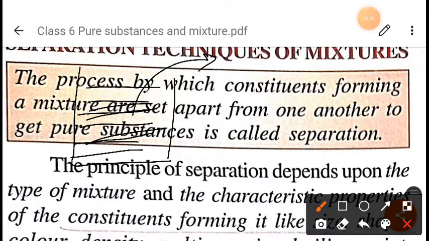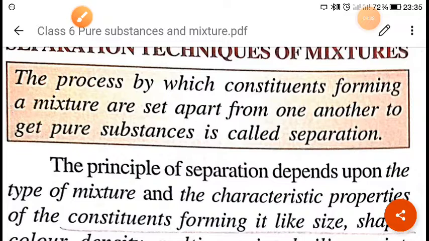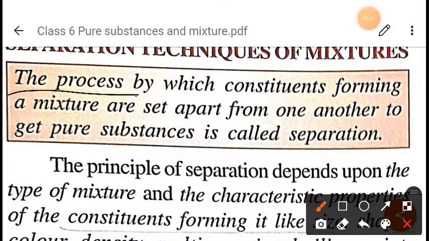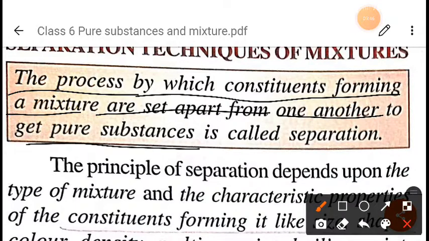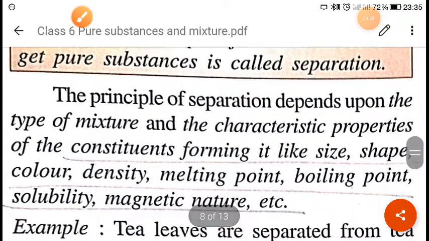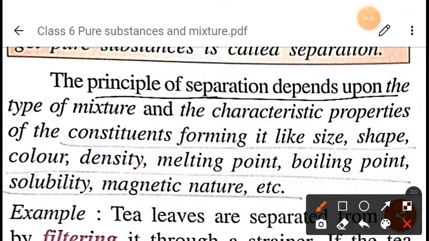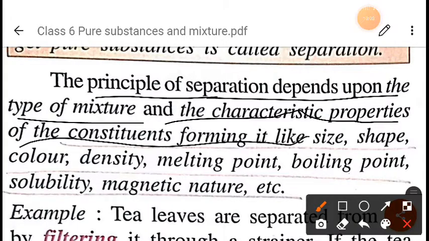After the separation, we will get salt as well as water. As you can see, salt is used for different purposes, and water is also used for different purposes. So separation is a process by which the constituents forming a mixture are set apart from one another to get a pure substance. Now, what are the principles on which separation depends? The principle of separation depends upon the type of mixture and the characteristic properties of the constituents forming it.